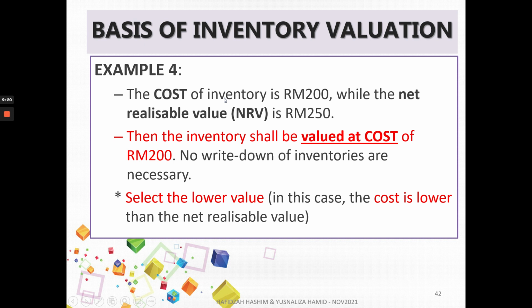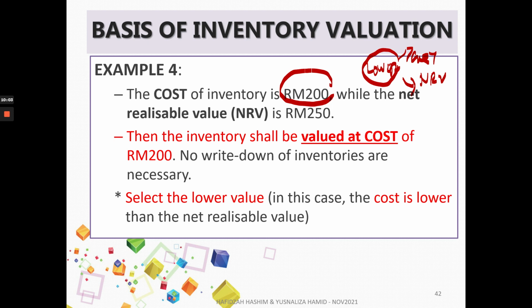Let's look at example 4, where you have a cost of inventory. So let's say the cost is 200 and the net realizable value is 250. Remember, the inventory valuation will be measured at the lower of cost and net realizable value. Which one is lower? We'll be looking at which figure is lower. In our case here, you can see that the cost is lower, the 200. So therefore, according to MFRS 102, the inventory shall be measured or valued at cost.